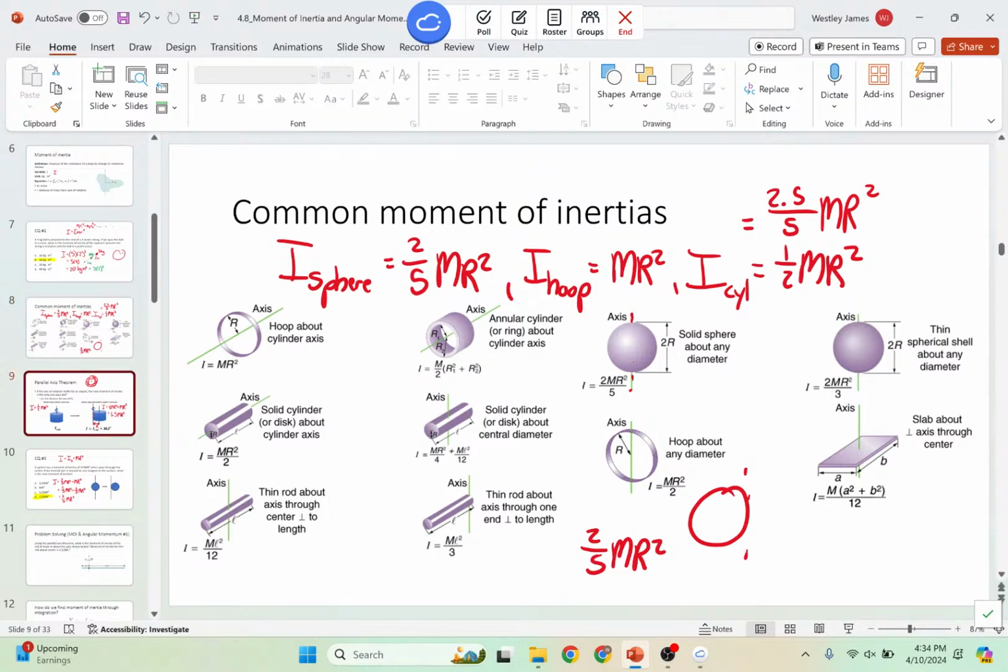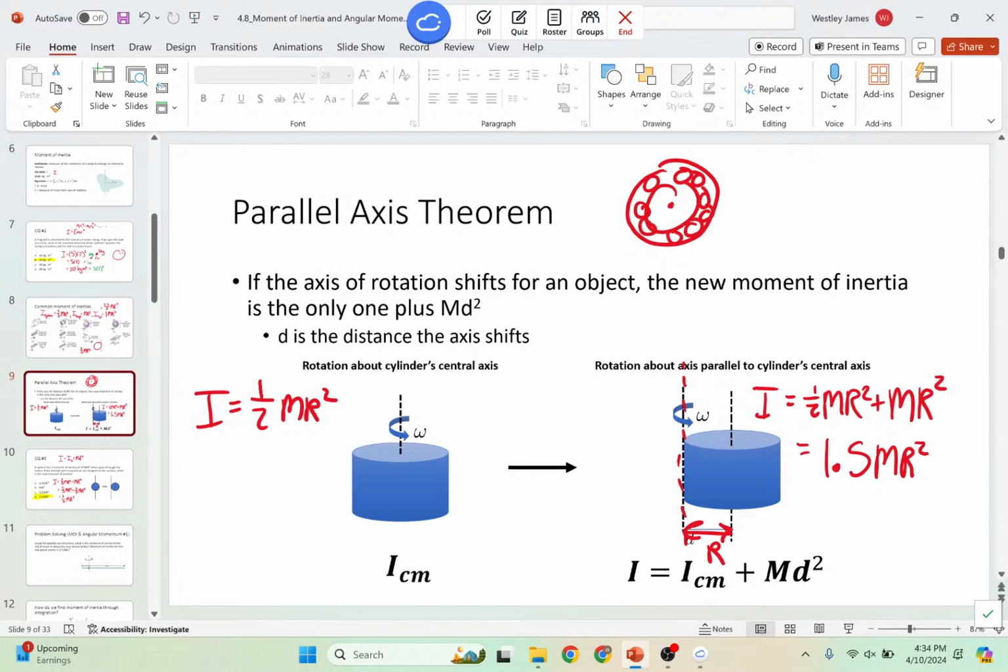What I ended with was the parallel axis theorem, which said, if we know the moment of inertia about some axis, and we shift that axis, we can easily calculate the new moment of inertia. Really, really cool tool that you can use. Really, really simple. And so we're going to practice that today.